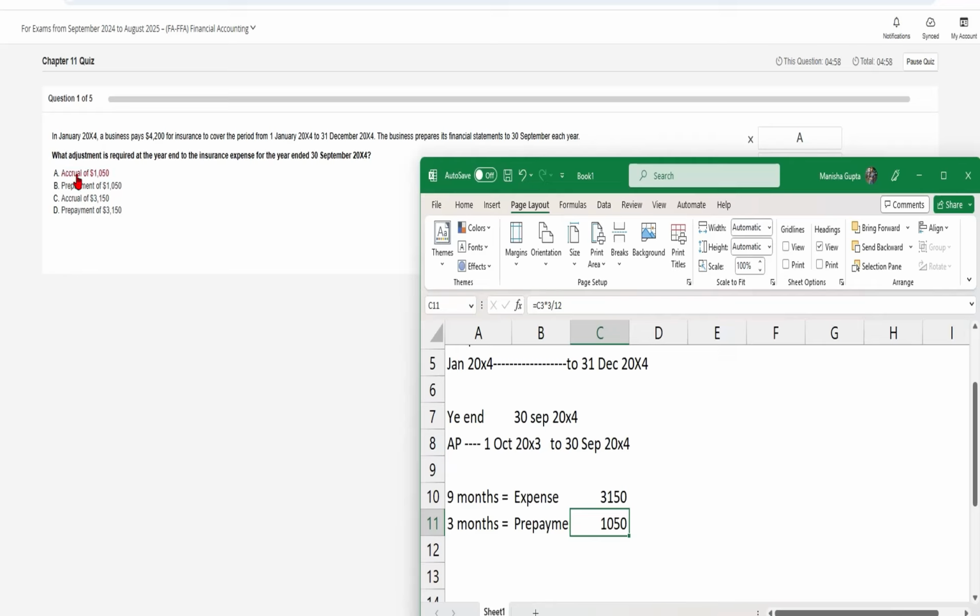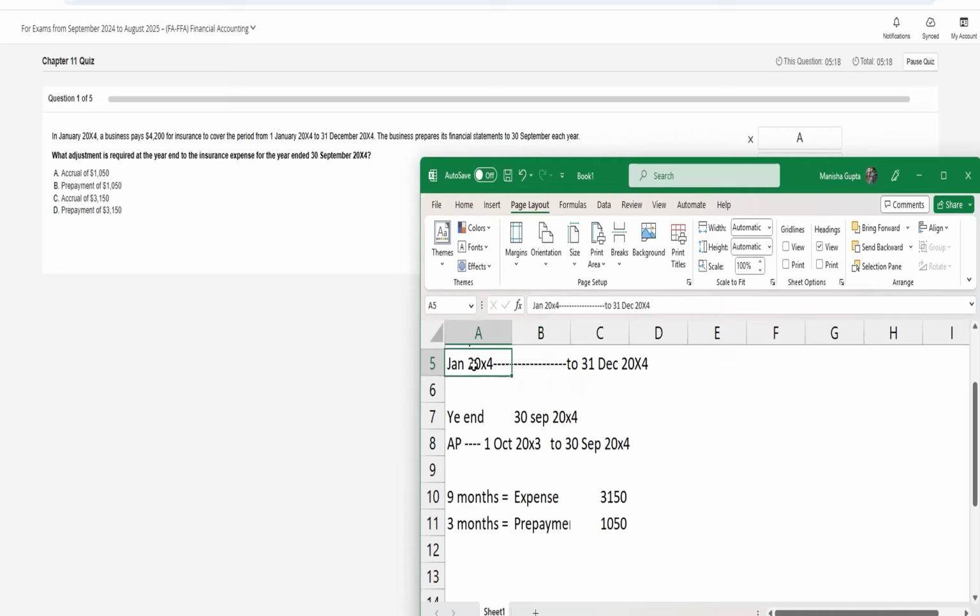So the option is also having the accrual and the prepayment, but in our case it's not an accrual, so it's a prepayment. So either B or D could be our right answer, and that's your B. But now you might be thinking, when will it be the case of the accrual?